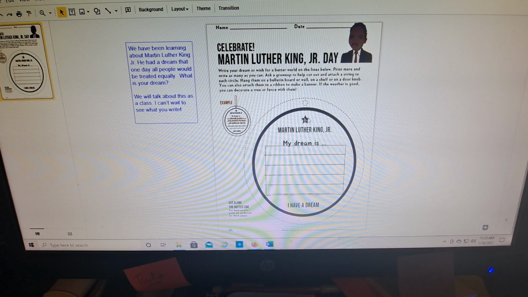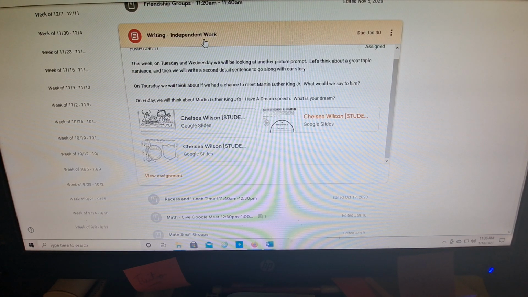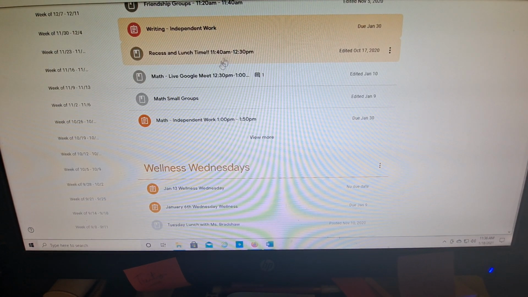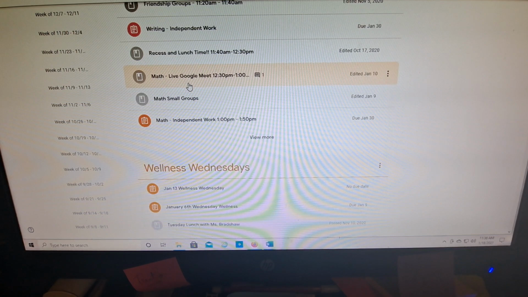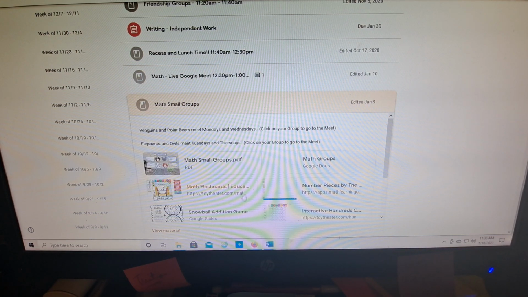I do something like this every single year, and the kids come up with some wonderful, wonderful things. I'm always impressed by what they come up with. So that's our writing. Recess, lunch, math small groups. And again, under math, some anchor charts, math small groups. We've got a few different things here for the kids to work on.